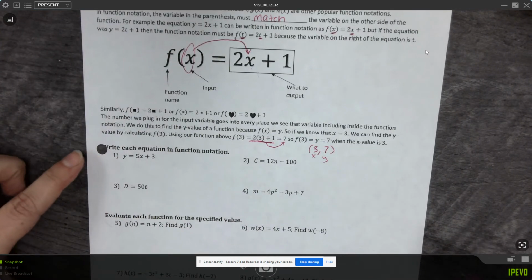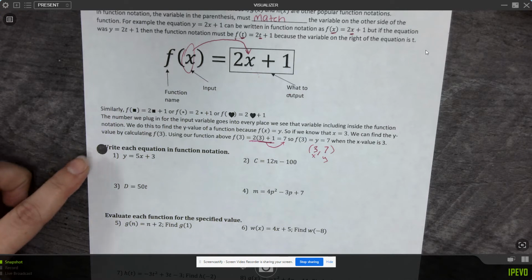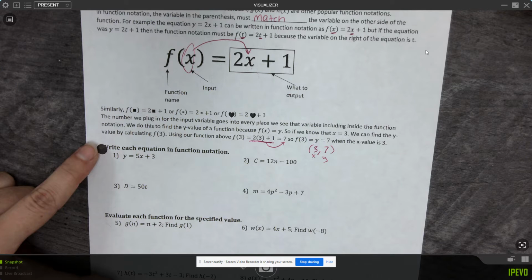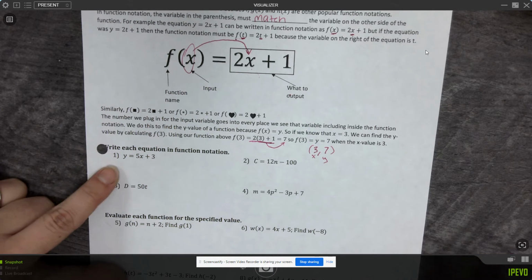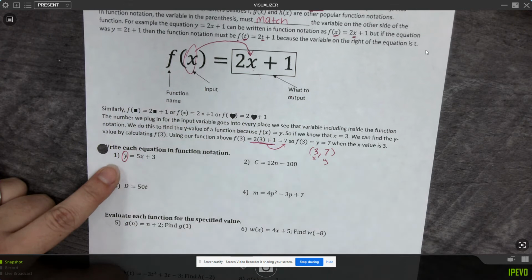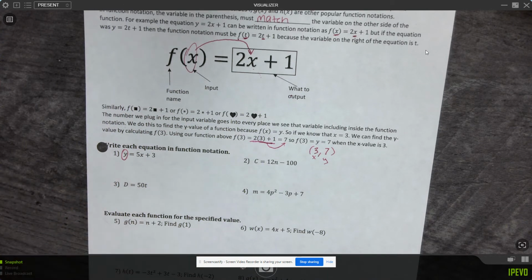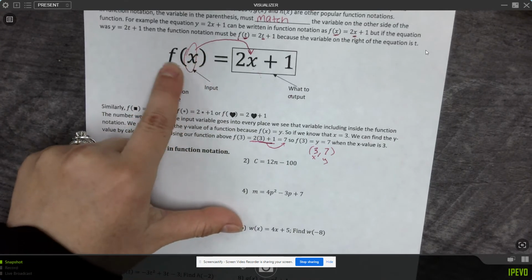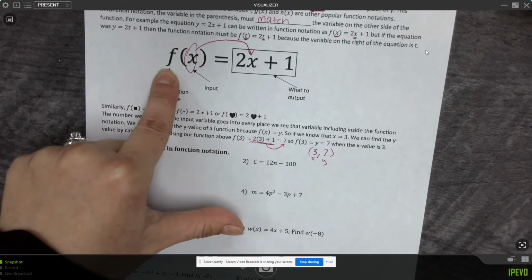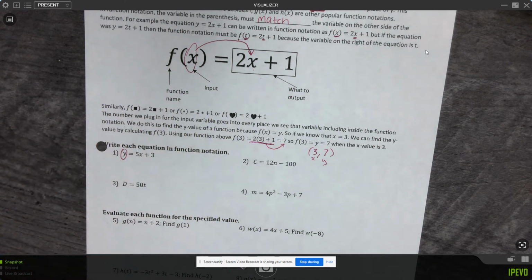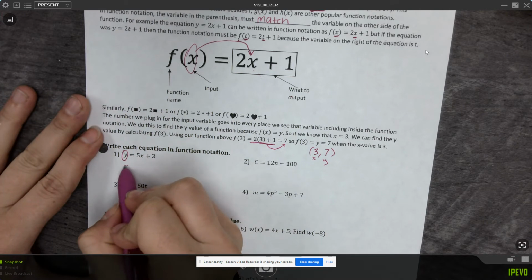All right, you're going to do these first 4 examples here. I will do one with you, and then you're going to do the other 3. The directions here say write each equation in function notation. All that means is you take the variable that you have that's by itself, and you're going to get rid of it, and you're going to replace it with our function notation. Remember that you can use any letter you want to, but f, g, h, and p are your most common. I'm going to use g because I can.